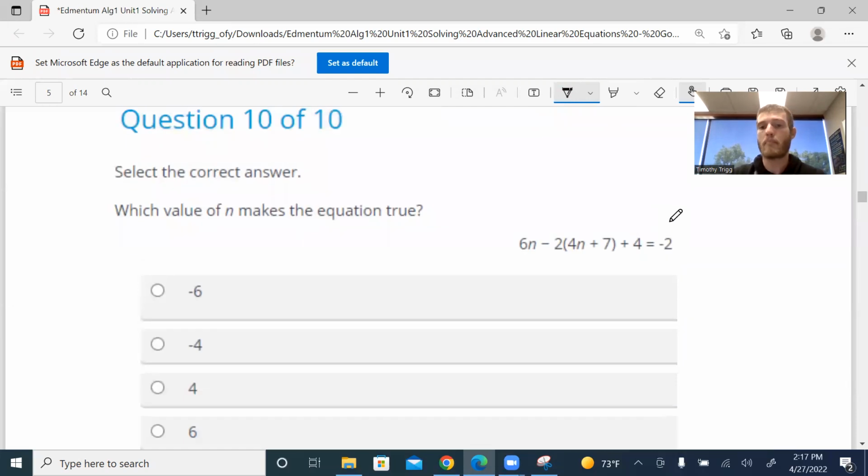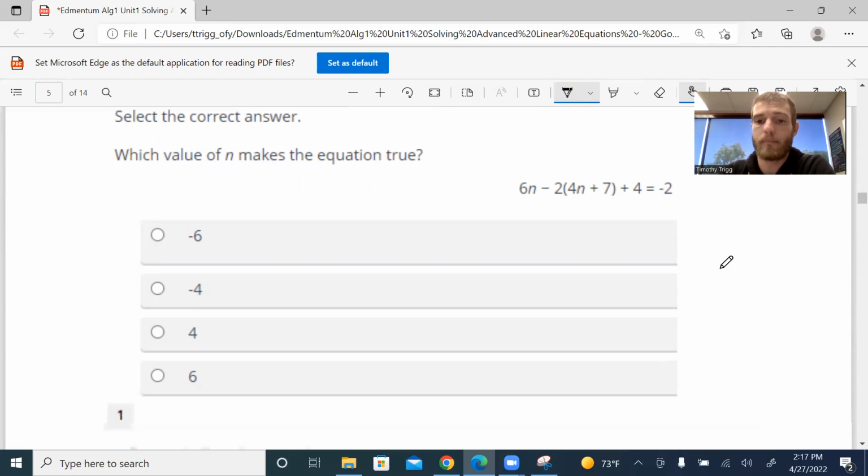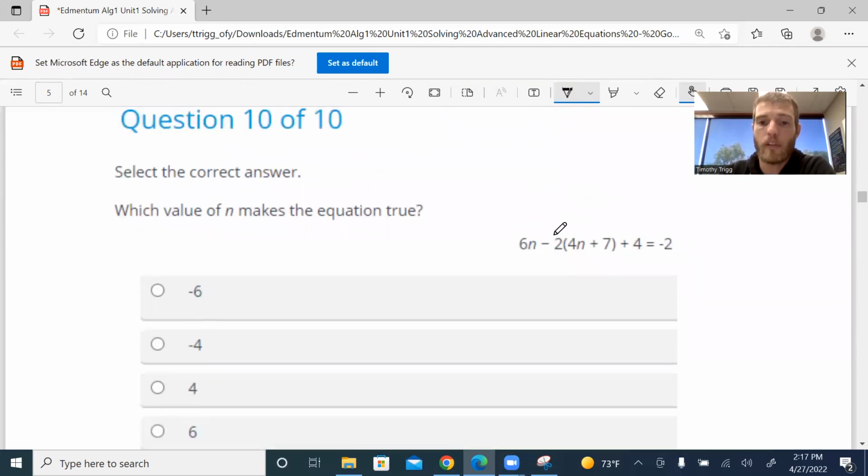Last one for the practice. What are we going to do first here? Well, hopefully you see that we're going to distribute into this parentheses. Now I want you to keep in mind, this has a negative 2 in front of the parentheses. Now what that means is we're going to distribute the negative and the 2 gets distributed. So we're essentially multiplying by not just the 2, but negative 2.